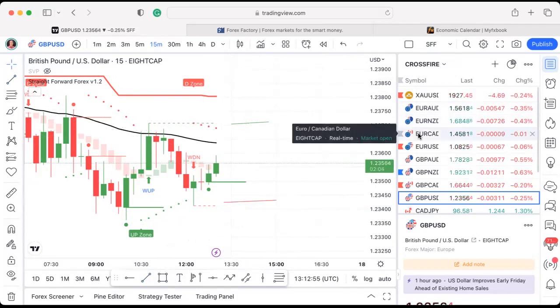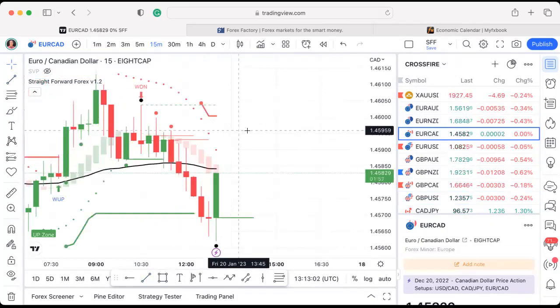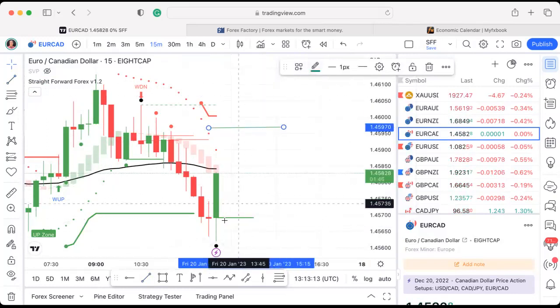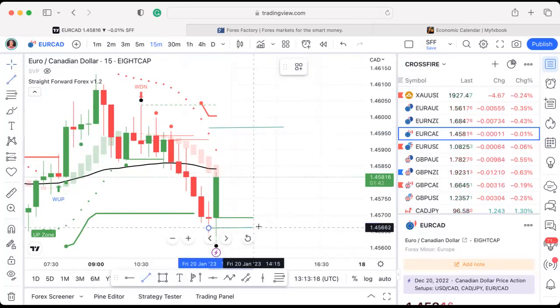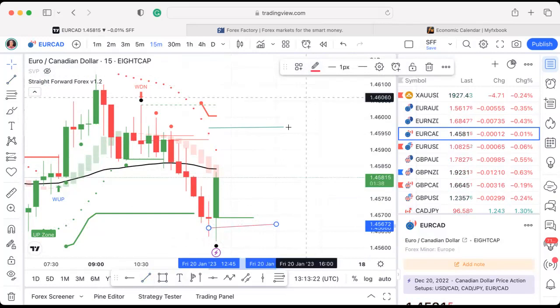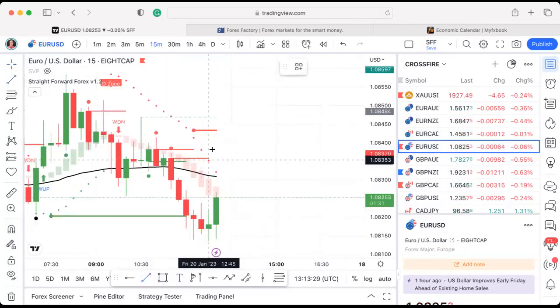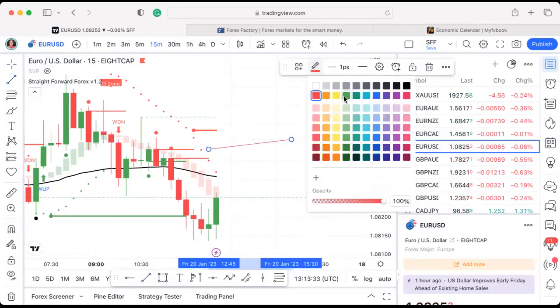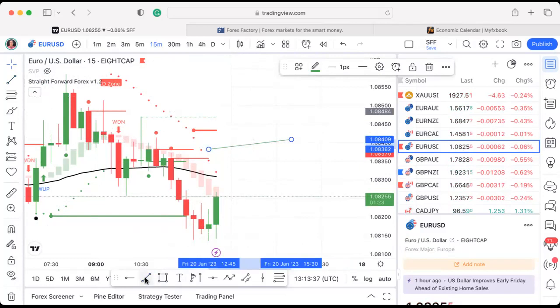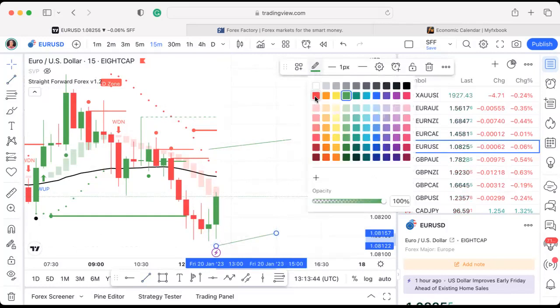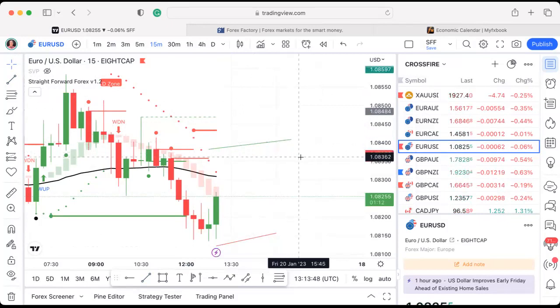I'm going to ignore gold because I'm conscious we've got a lot of new people watching, so I don't want to confuse the new people. So we'll just put these lines on, one above, green, one below, red. Please ask any questions if you've got any. US dollar. One above, that green, one below. I'm finding that I can do the Crossfire without putting these lines on, just using Straight Forward Forex. But if you feel more comfortable with the lines on, by all means do it.